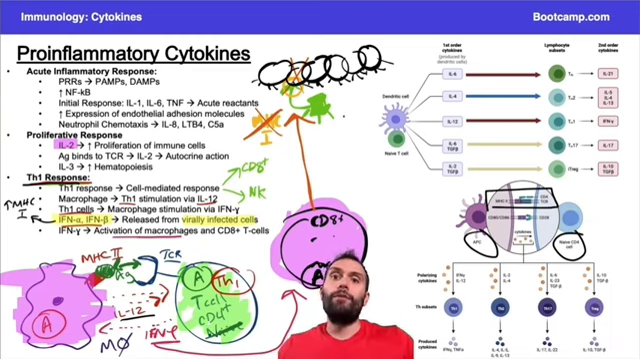So if there's a viral infection present, interferon alpha and interferon beta might be upregulated, especially locally here, to tell these cells, hey, upregulate your MHC1 receptors. There's a high risk of a virus around us, potentially.